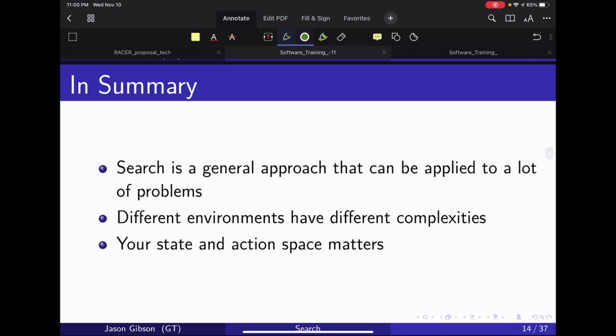So in summary, search is a general approach that can be applied to a lot of problems, and different environments have different complexities that we have to worry about. And your state and action space matters. There are ways you can define your state and action space so that it becomes completely computationally intractable, and there are also ways where you can define your state and action space that it becomes trivial to solve. It all depends on your state and action space, and you need to choose one that makes sense given the problem that you have. The more states you have, the closer you are to the continuous solution, but also the more states you have to search over. So what you want is some action and state definition that gives you a good enough solution while also keeping the number of states very low.